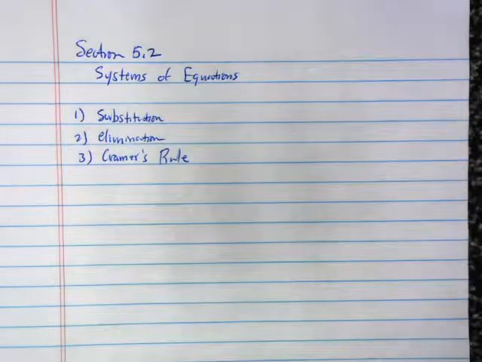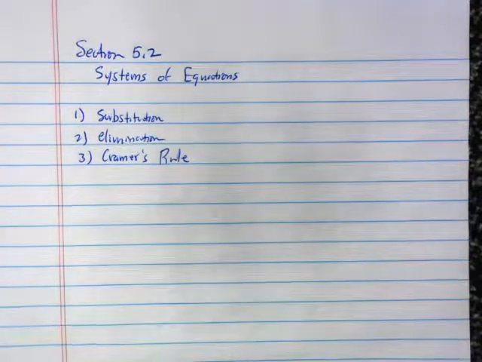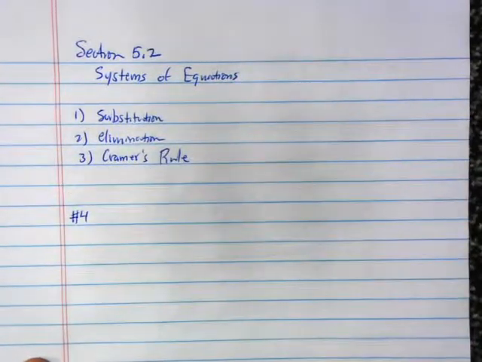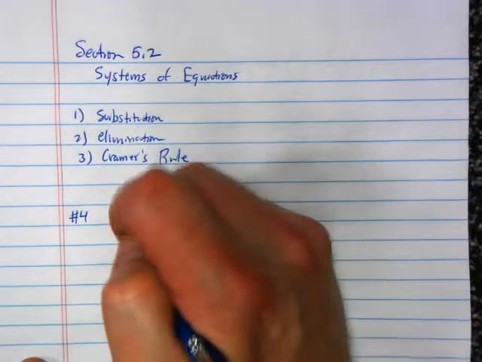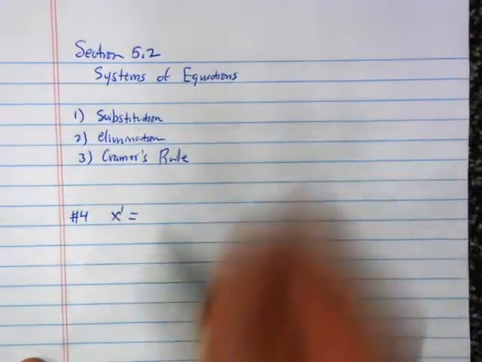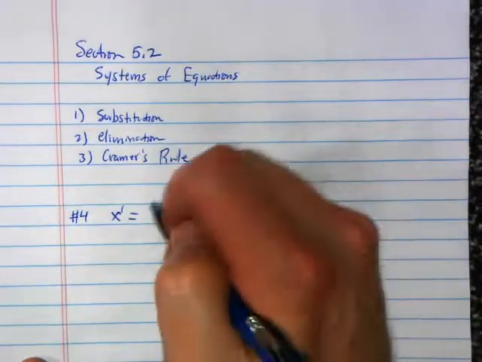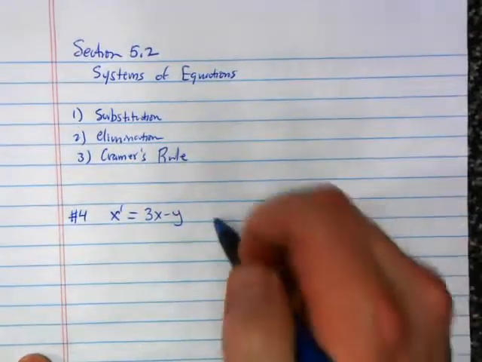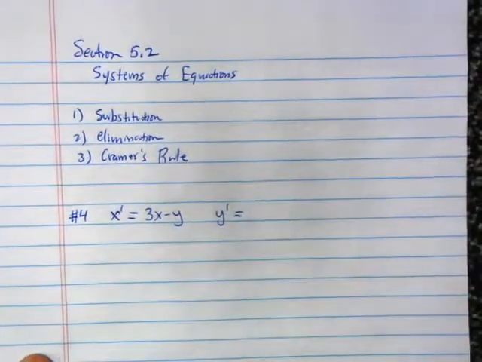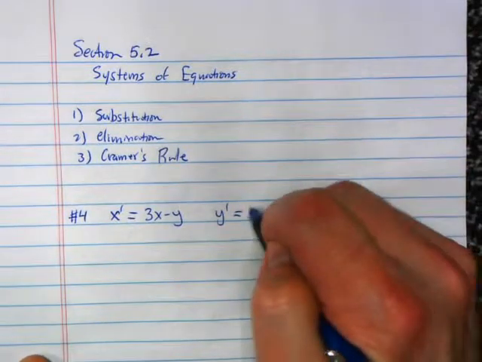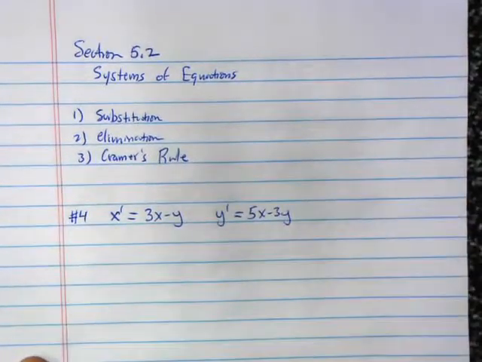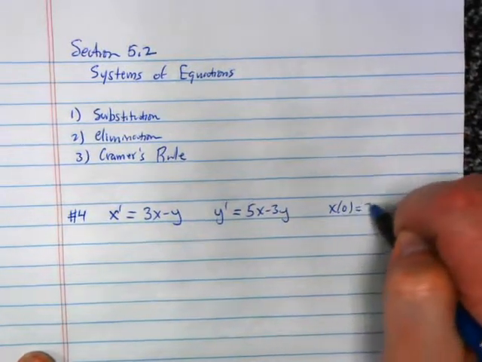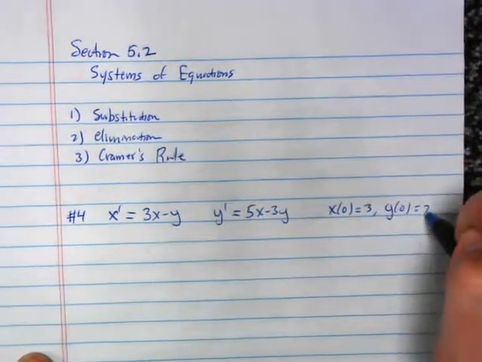All right, so I'm just going to grab a problem out of the book here. This is number 4 out of section 5.2. It has x prime equals 3x minus y. And then it has y prime equals 5x minus 3y. And some initial conditions. x at 0 is 3. y at 0 was 2.